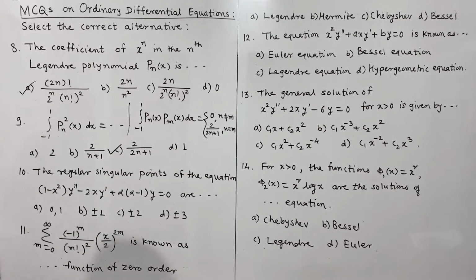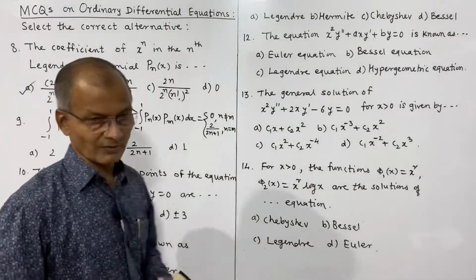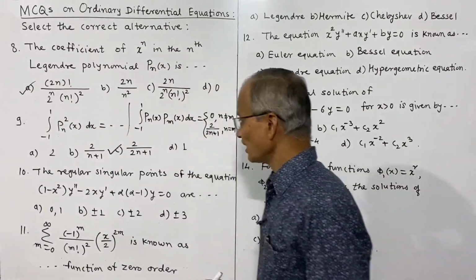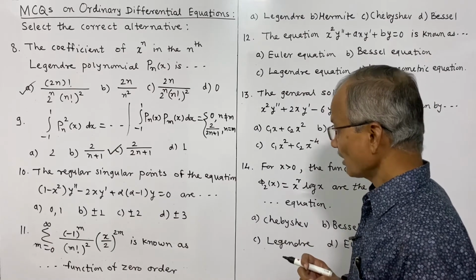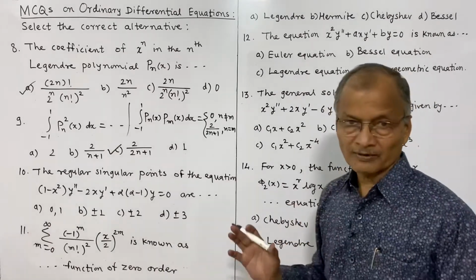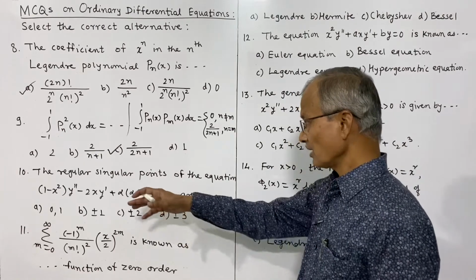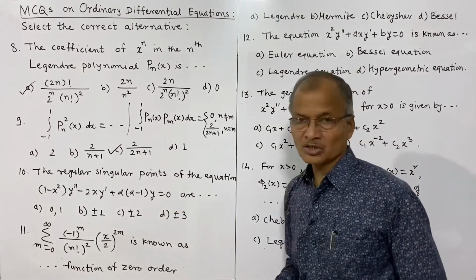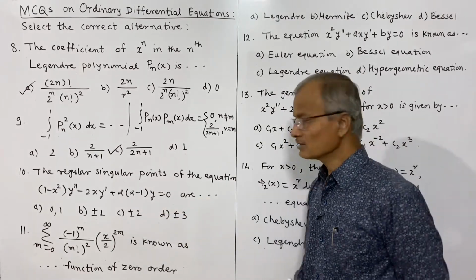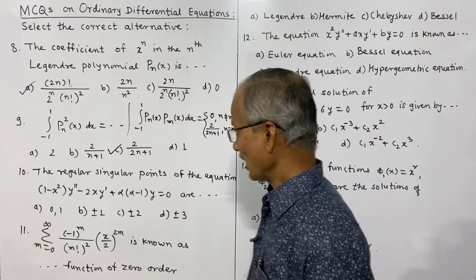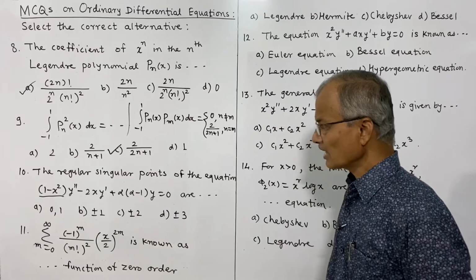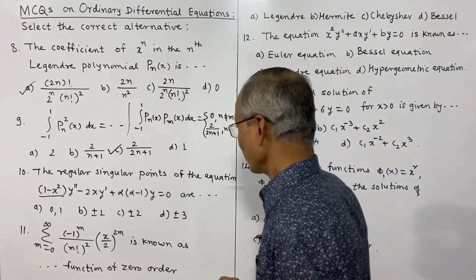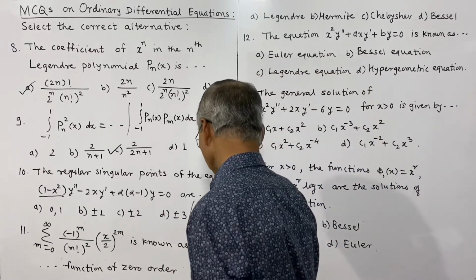The regular singular point of the equation for this equation. You see, we earlier saw what is the singular point. If the coefficient of the first term in the differential equation is 0, that value of x gives the singular points. And here what is the coefficient of y, second derivative of y, that is 1 minus x square, and we have to equate that to 0.